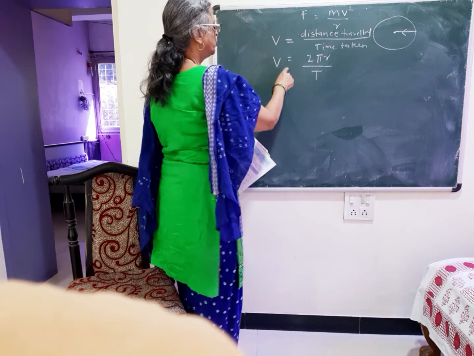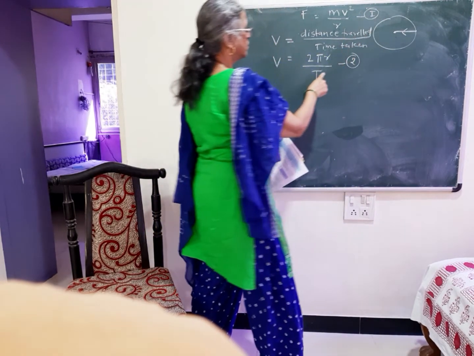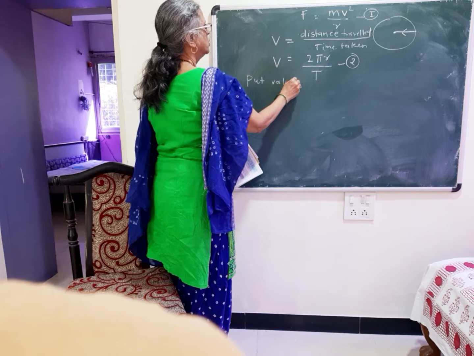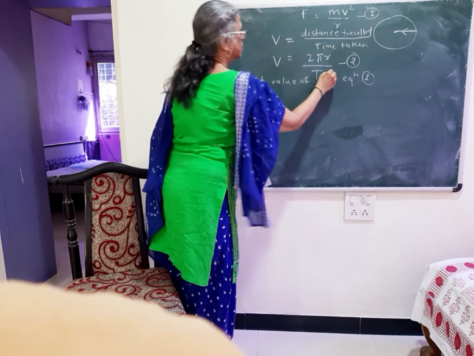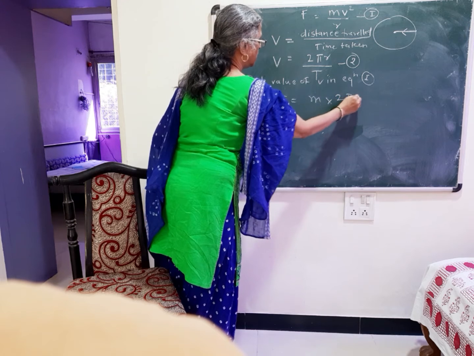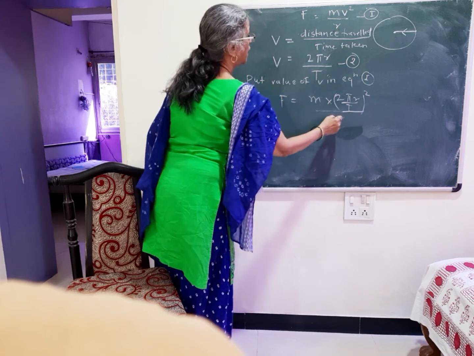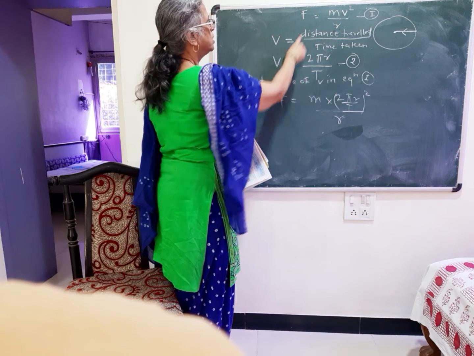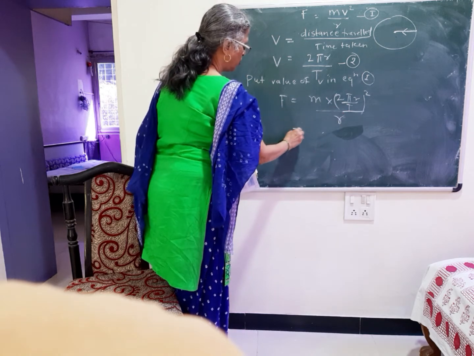Suppose this is equation 2 and this is our equation 1. If we put the value of v in equation 1, what we will get? F is equal to m v square upon r, where v is 2 pi r upon T. Followed? V square will be (2 pi r upon T) whole square. Now I will open the bracket.